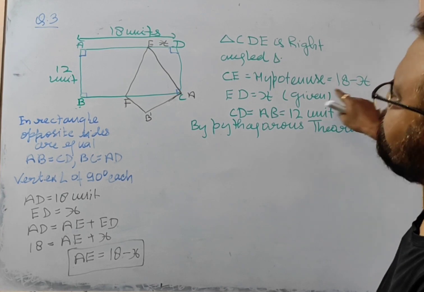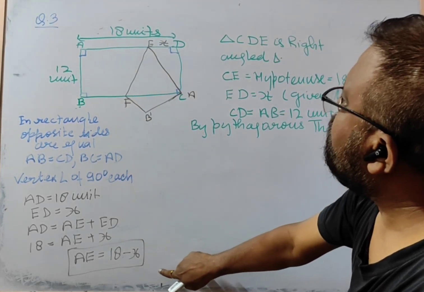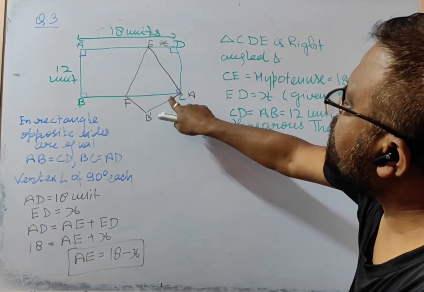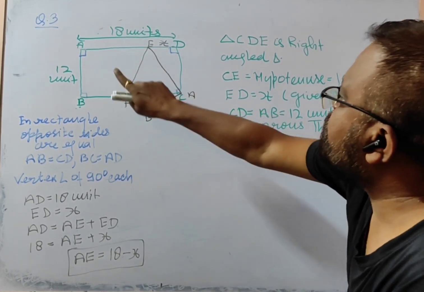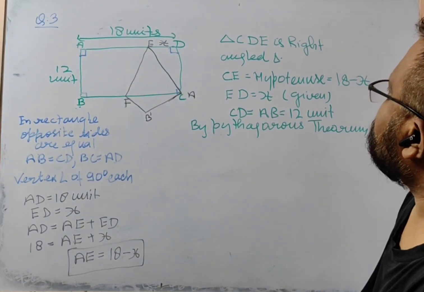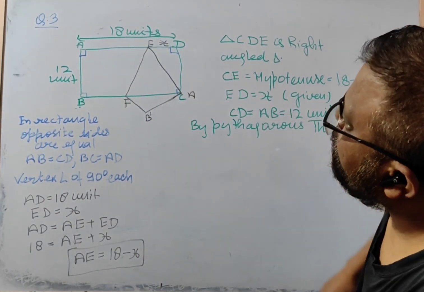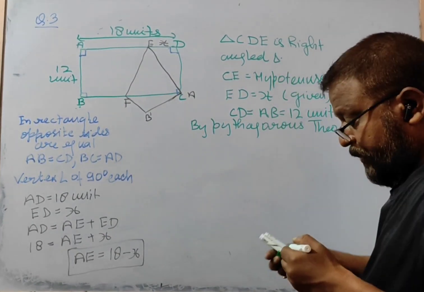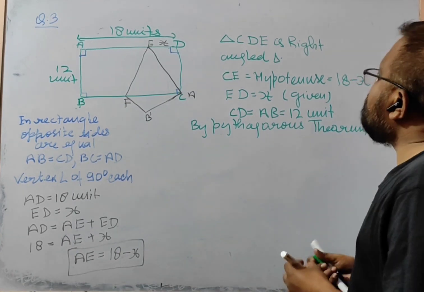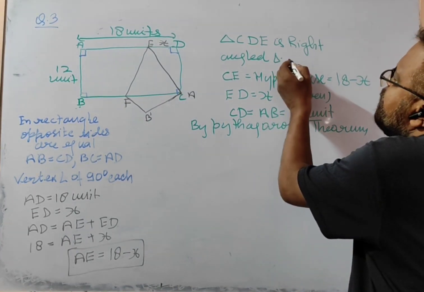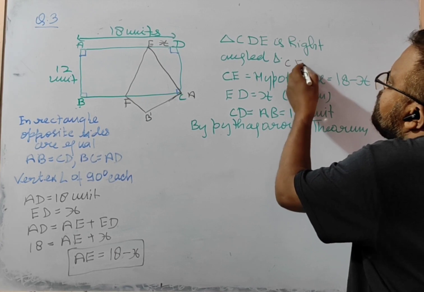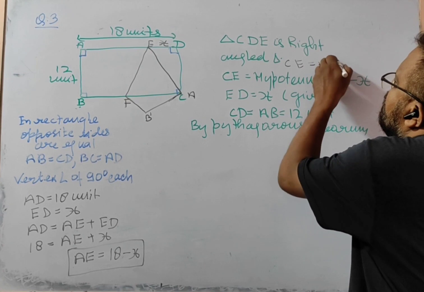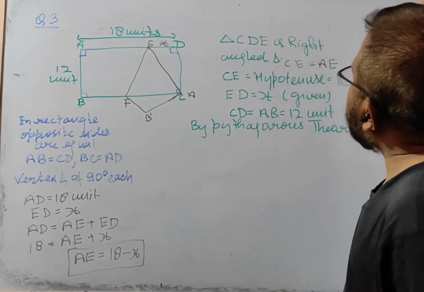18 minus x we find from here. That is the same, na? CE is equal to AE because it is overlapping. Yeah, CE is equal. So I forgot to write here. Right. CE is equal to AE.